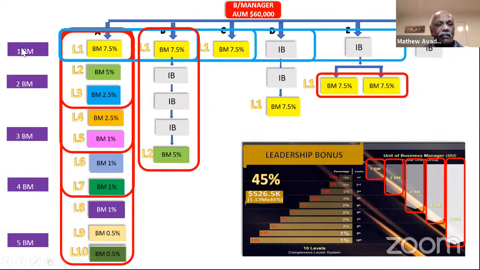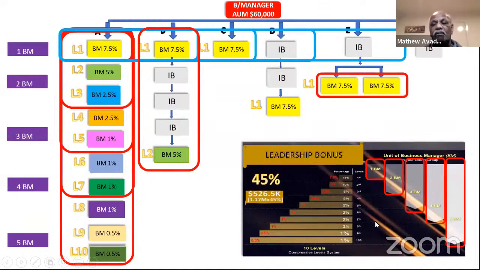So if you have 1 BM, you qualify for 3 levels of commission on the 45% pool. Once you got 4 BMs, you will now qualify for up to level 6 and level 7, sorry. And then if you have 5 BMs, that's the maximum you need. Once you qualify with 5 BMs, you have access to all up to level 10 of commission. And URI only pays up to 10 levels.